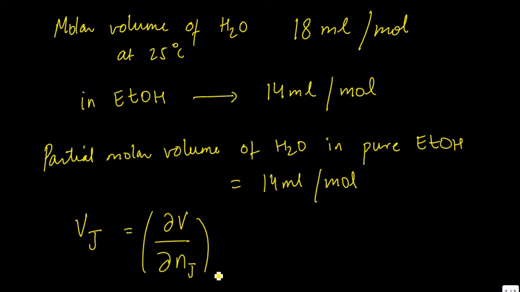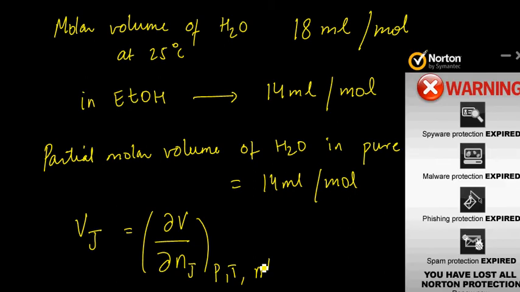Whatever else you want to. So you want to keep pressure, temperature, and n prime constant. n prime means the number of moles of all the other components. This is the way you normally define the partial derivative. For example, del G by del T at constant pressure. We were using only 2 variables, pressure and temperature, right?